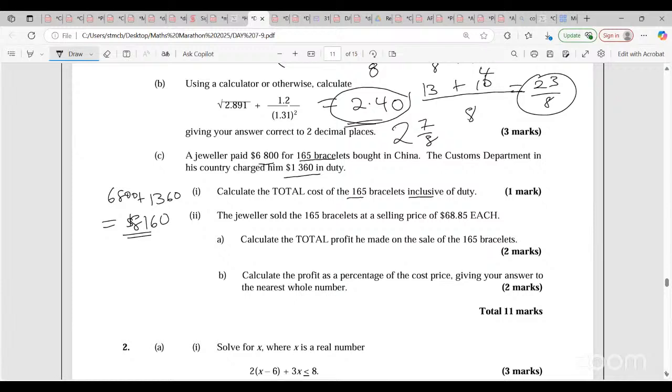So 8,160, and that's a 1 mark, right? That is a free mark by CXC, as long as you know what inclusive means, then it shouldn't be a problem. All right, so he got that 1 mark. Let's see if he can get the 2 marks, guys. He said the jeweler sold 165 bracelets at a selling price of $68.85 each. Calculate the total profit he made on the sale of the 165 bracelets.